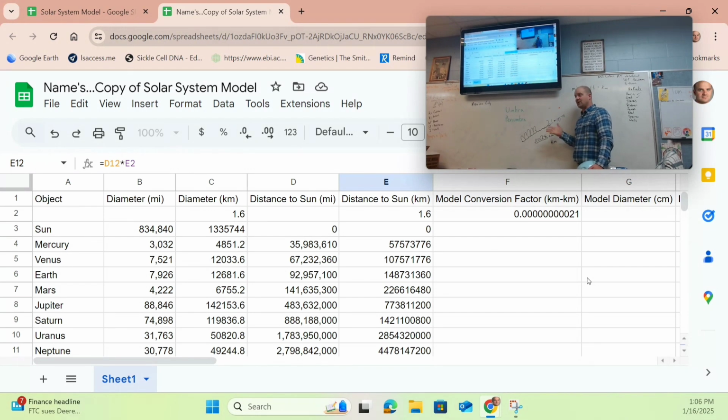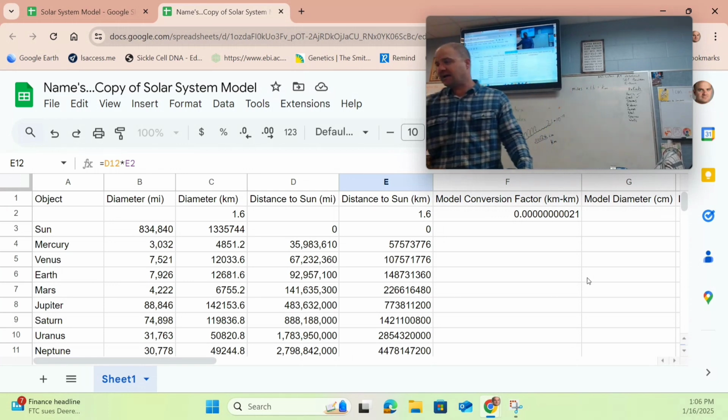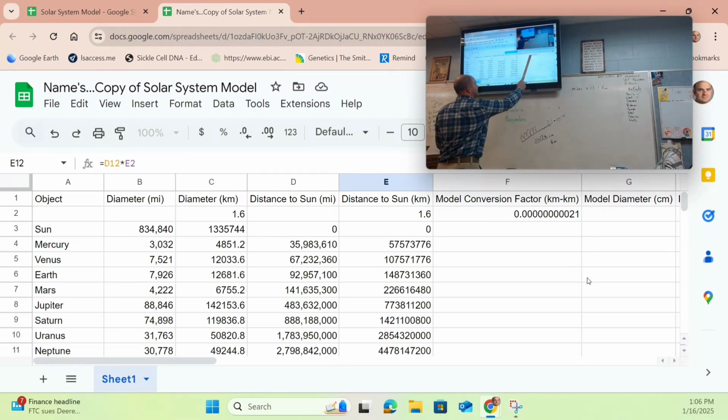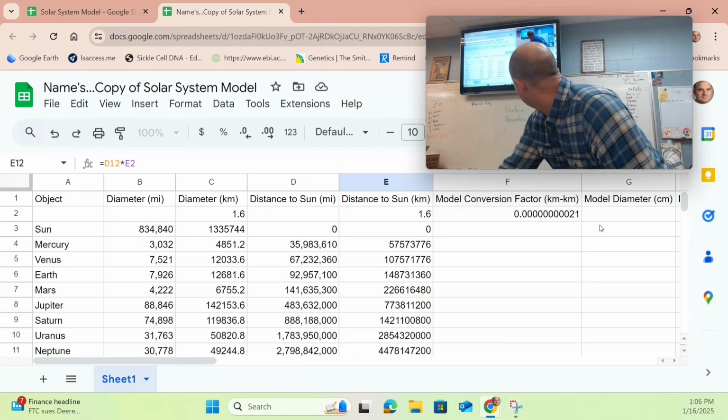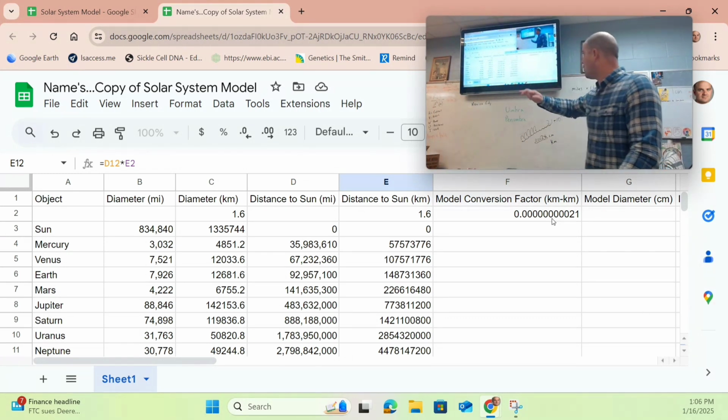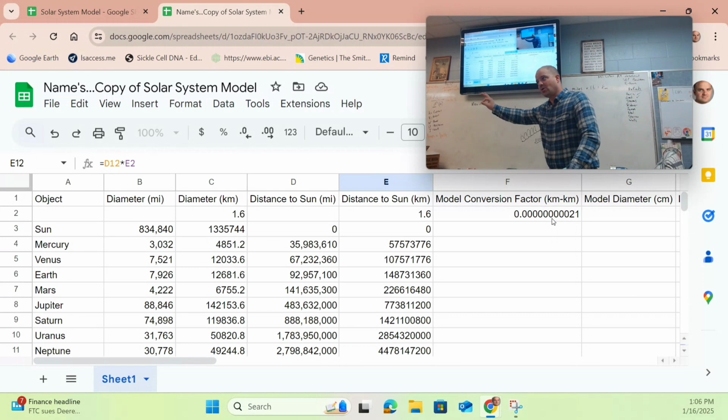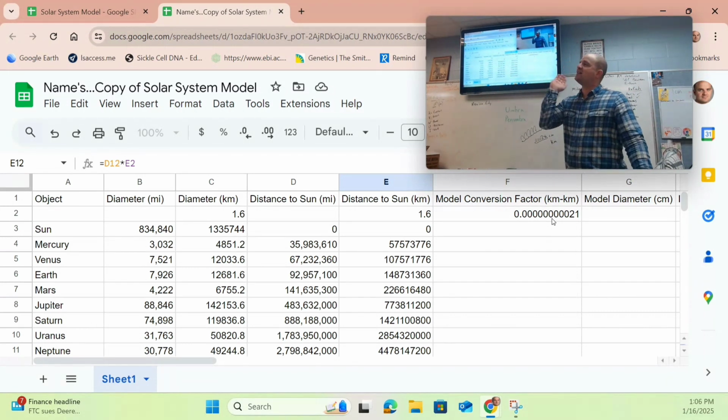You've done this before, right? You guys remember? Okay. Which means I have to move to the left 10 places because it's a negative. Make sense? That is how I got to this. That is how I got right here. I have 0.9021. That is kilometers to kilometers.